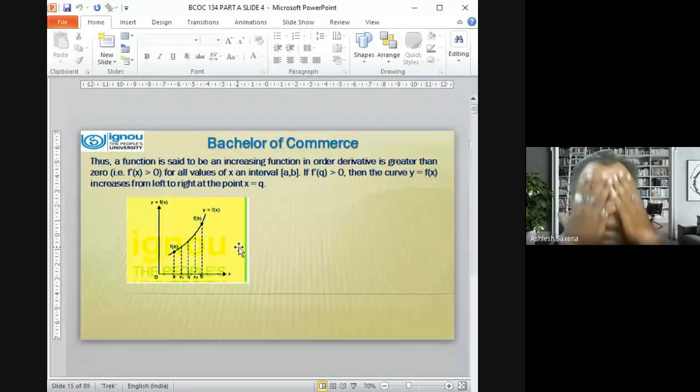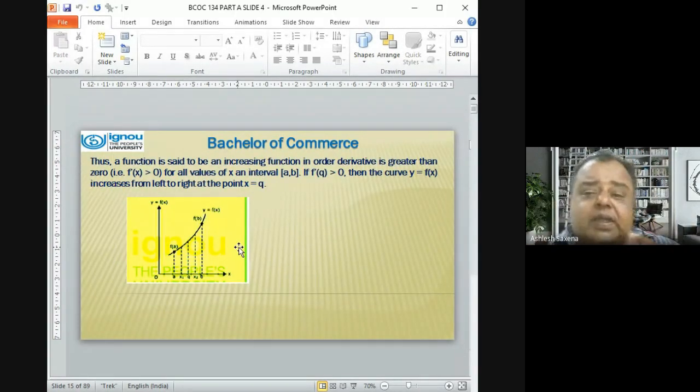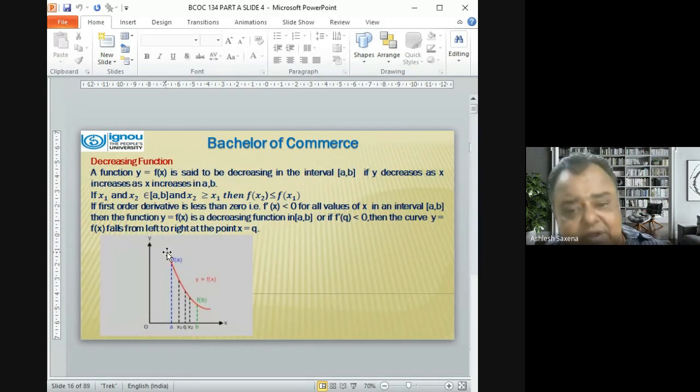A function is said to be increasing if the derivative is greater than 0. That means f dash x is greater than 0 for all values of x in the interval (a, b). If the first derivative is greater than 0, then the curve increases from left to right. You can see that it is moving from this part to this part. That means it is an increasing curve. Similarly, if it is coming down, you see over here, everything is the same but the values are different. So this curve is coming down for the interval (a, b) because f(x2) is less than or equal to f(x1).